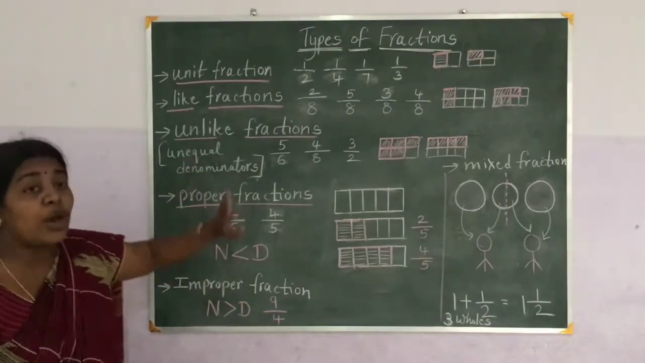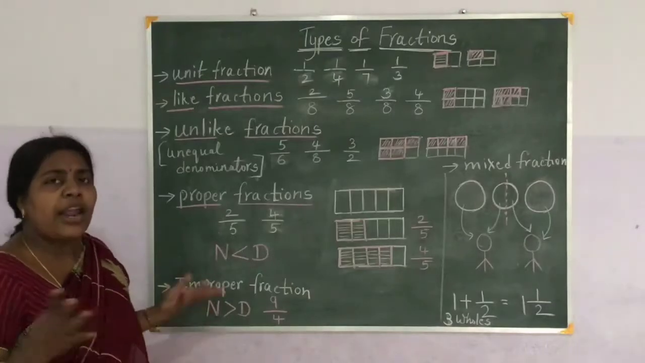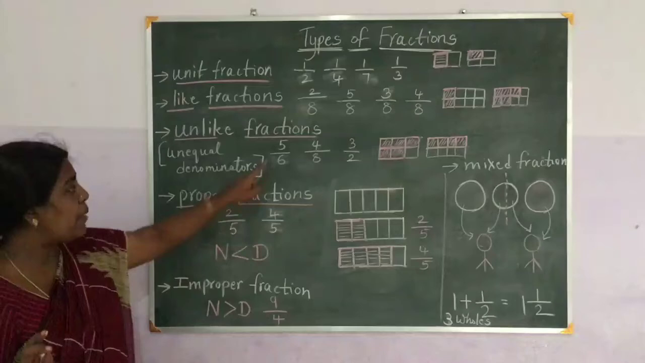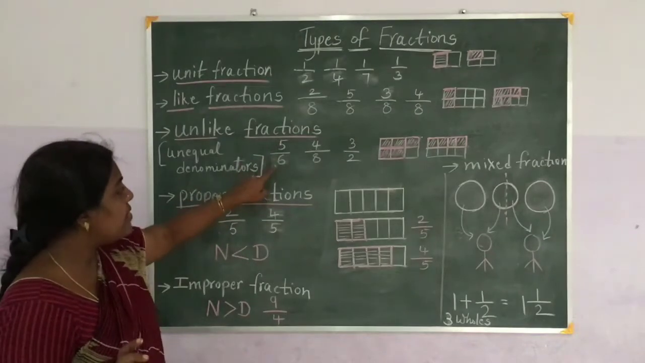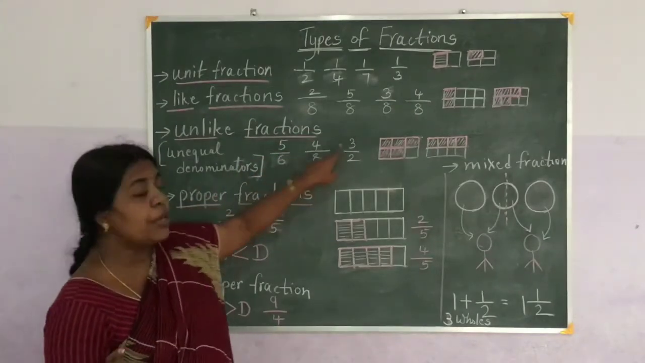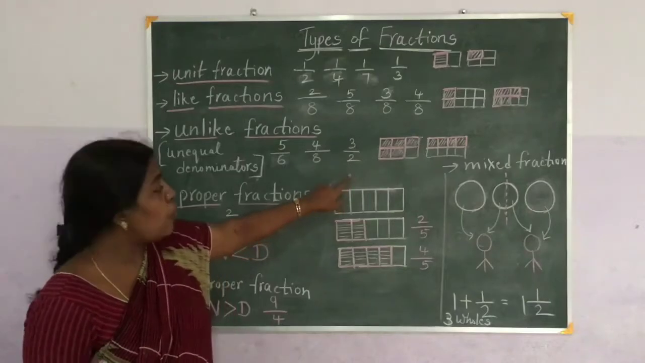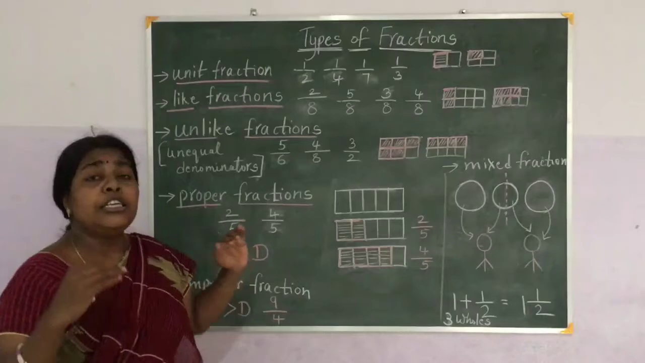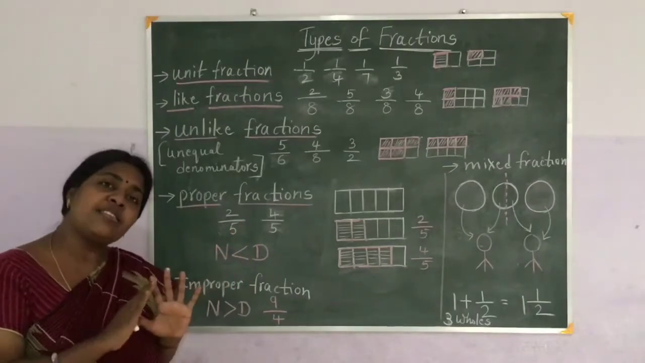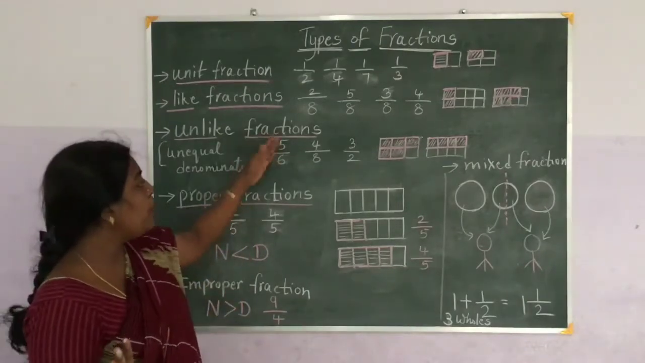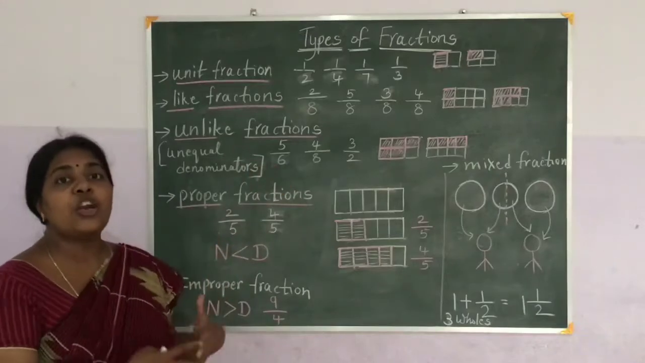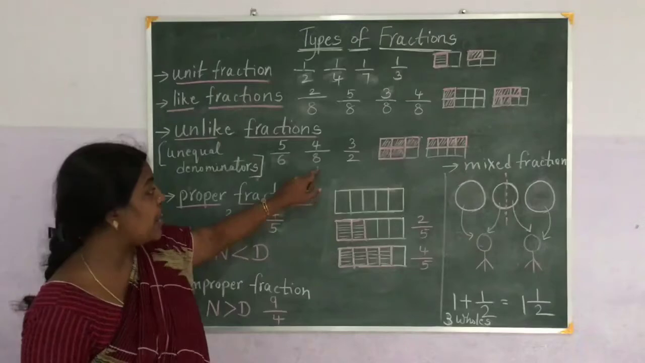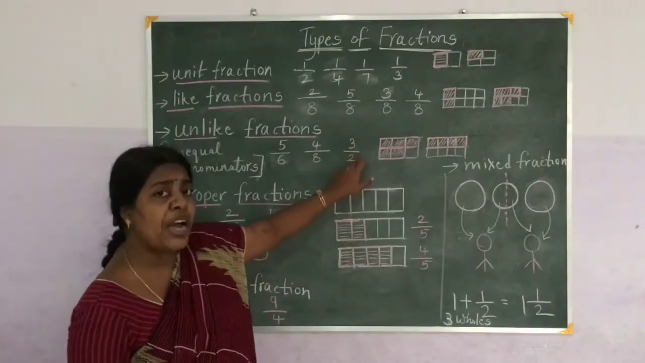And coming to the next one, unlike fractions. Unlike means they are not similar. So what is not similar here? Observe these fractions, 5 by 6, 4 by 8, 3 by 2. Here the denominators and numerators are different. No numerator or denominator is equal here. Out of 6 parts 5 are taken. Out of 8 parts 4 are taken. Out of 2 parts 3 are taken.